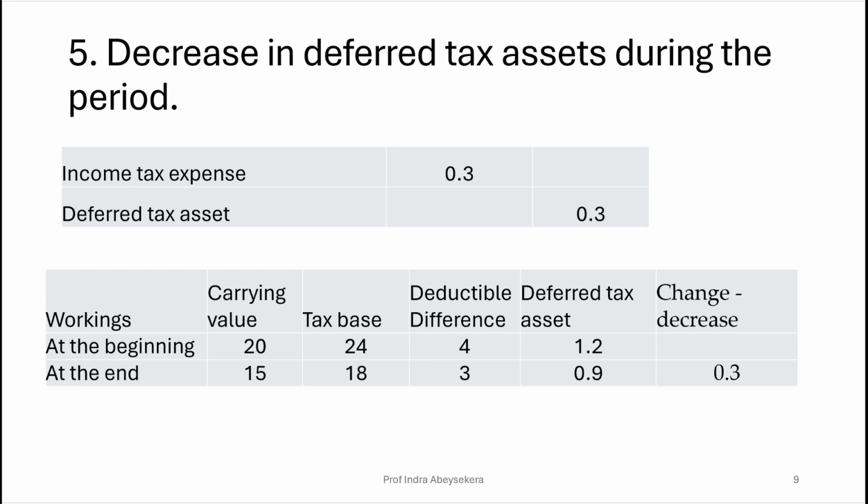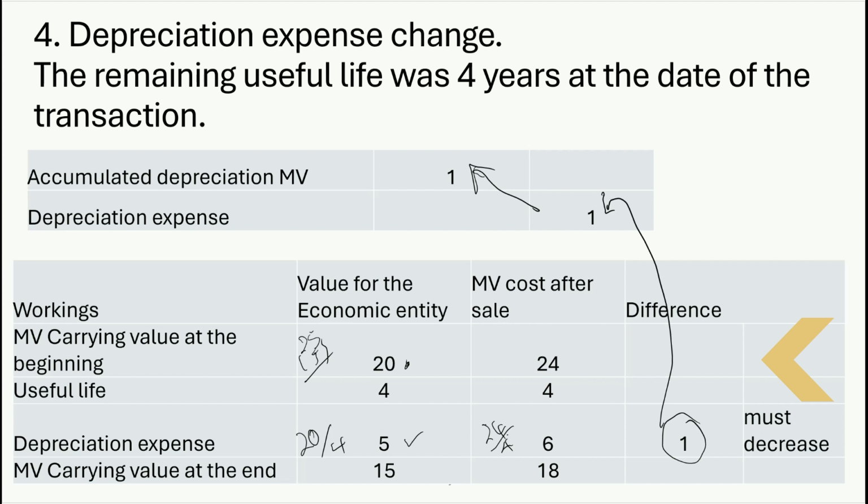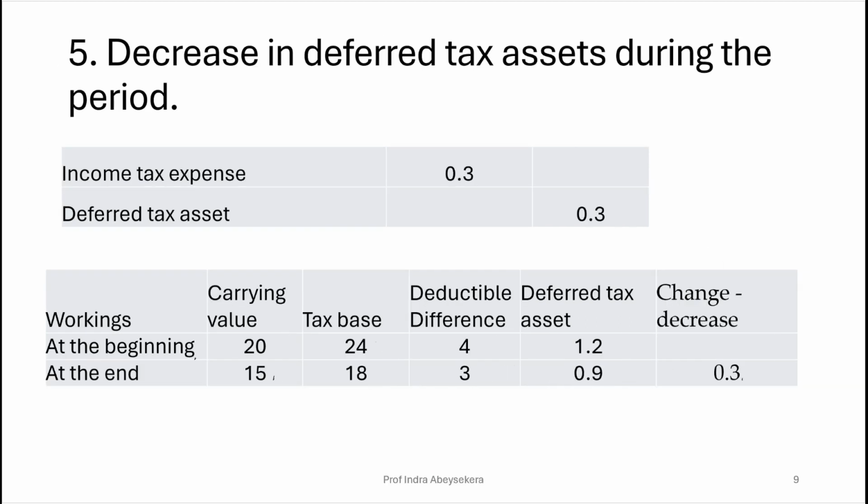Now that 1 year has passed, our fifth journal entry is to decrease the deferred tax asset for using the asset during the period. So at the beginning, the carrying value of the asset, if it was not sold, would have been $20,000. But after depreciation, it became $15,000. Our fifth journal entry is to decrease the deferred tax asset during the current period.